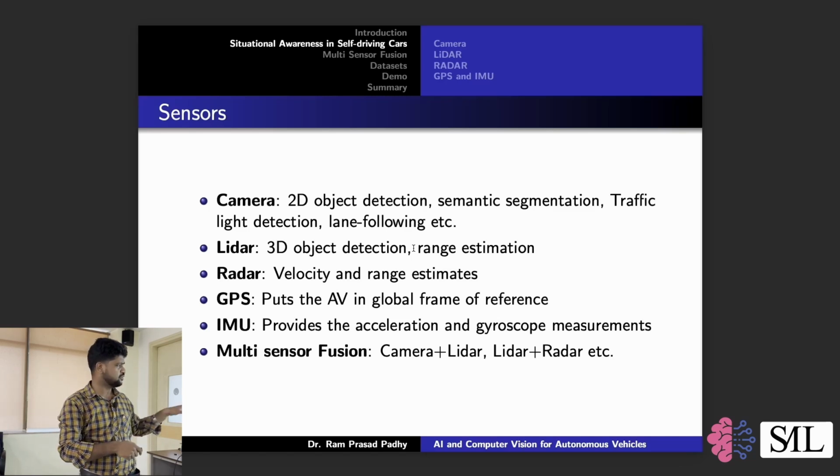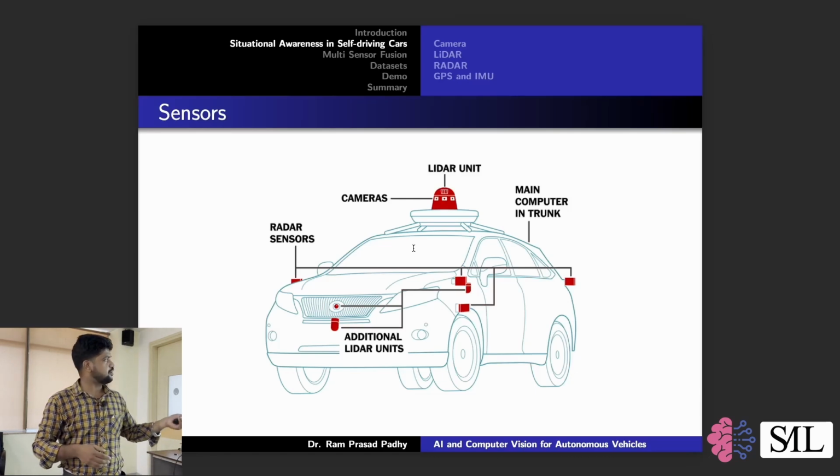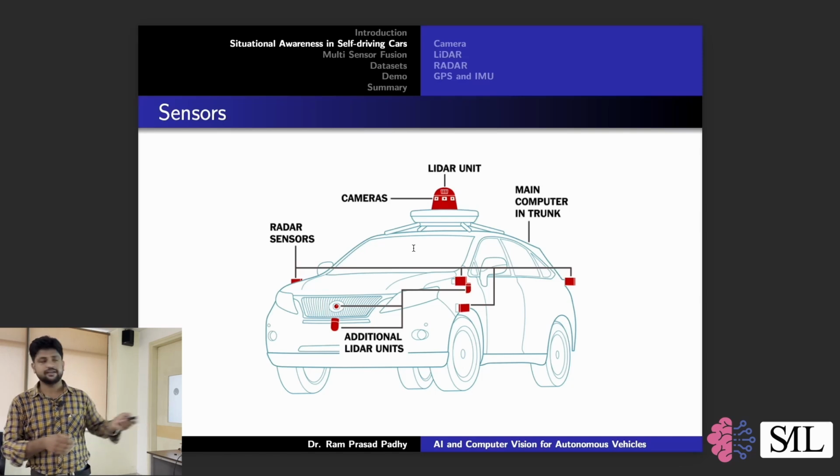Okay, so in AI and computer vision, we generally do not use this GPS. The GPS is used just for a global mapping perspective. Then the IMU is also there, the inertial measurement unit, to find the acceleration and gyroscope measurements, right? What is the acceleration and gyroscope of the autonomous vehicle as well as the other vehicles in the environment. Okay, and the most important research area in this is multi-sensor fusion. How you can fuse different sensor data. Right, camera plus LiDAR, LiDAR plus radar, camera plus LiDAR plus radar, all this fusion, how it can be done.